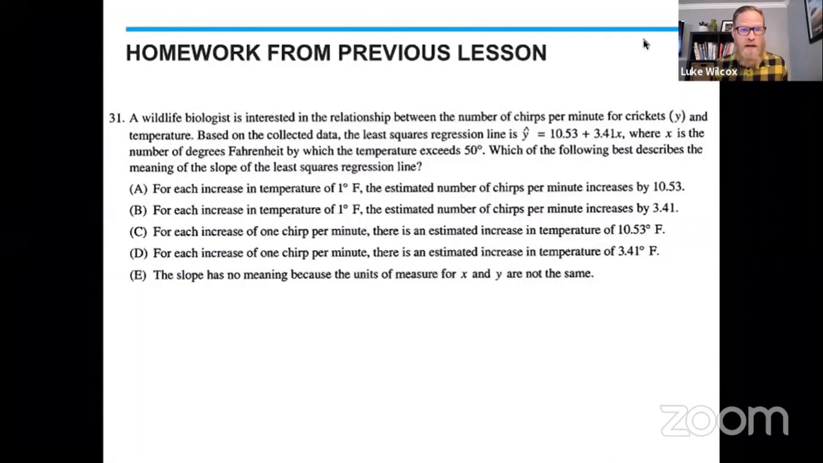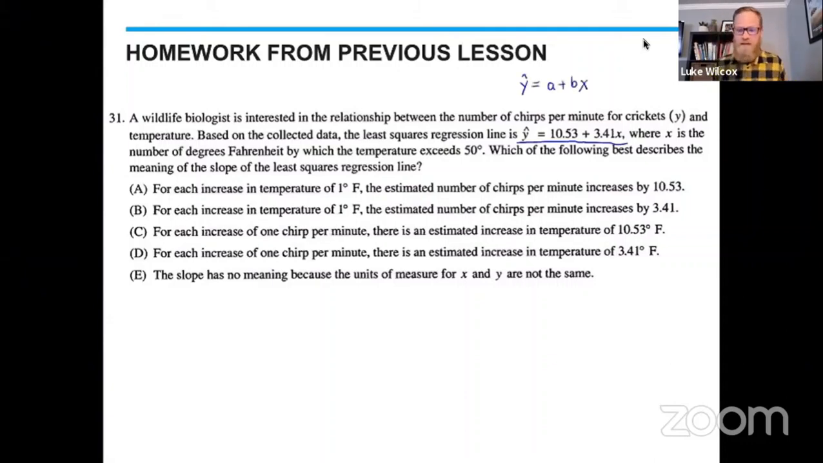A wildlife biologist is interested in the relationship between the number of chirps per minute for crickets, Y, and temperature. Based on the collected data, the least squares regression line is y hat equals 10.53 plus 3.41x. I'm going to pause real quick right there and remind you of some general notation, which we're going to be seeing a lot of today.